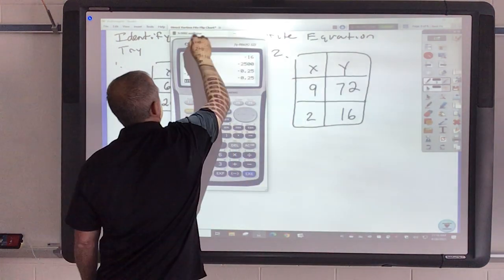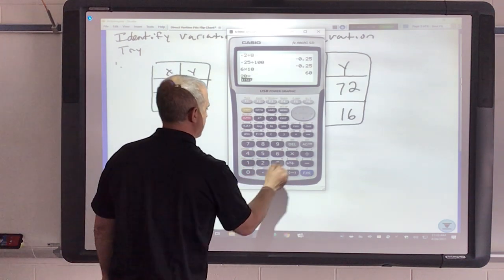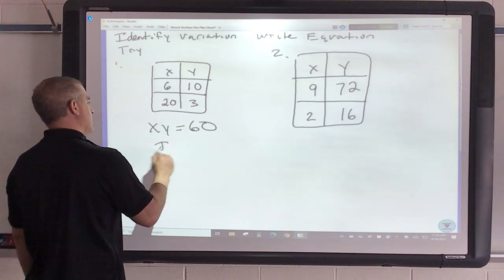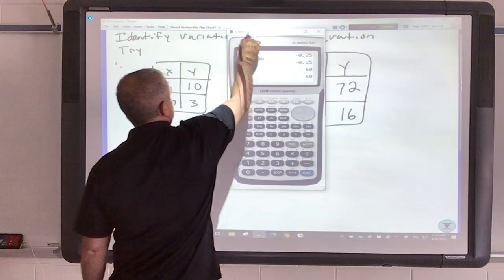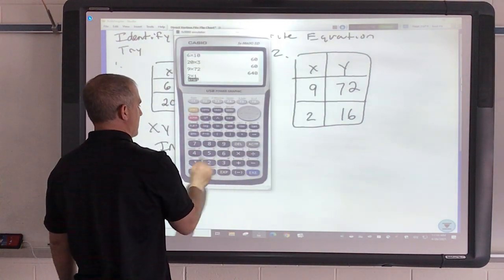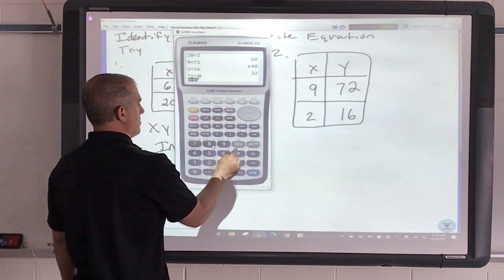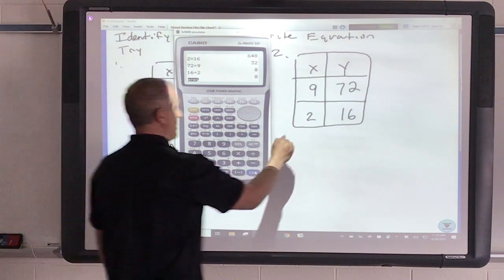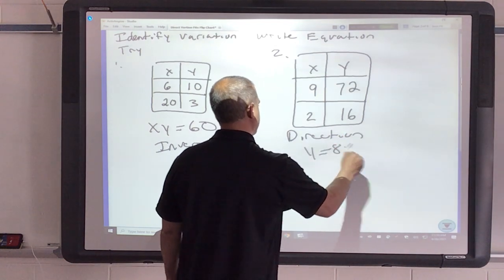All right, so this one, I checked: 6 times 10 is 60, and 20 times 3 is also 60. So I got xy equals 60. Clearly this is inverse variation, okay? This one, 9 times 72, obviously that one doesn't work, so let's try doing division here. That's 8, and that's 8, so that's going to be direct, and that's going to be y equals 8x.